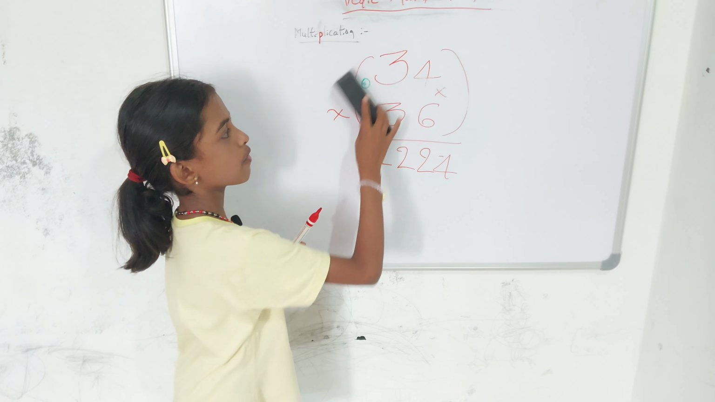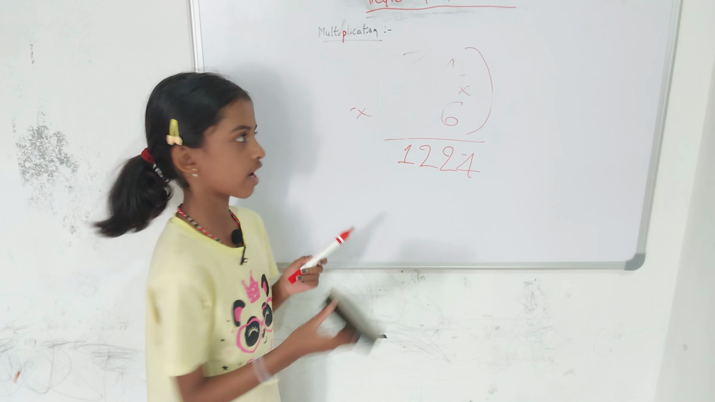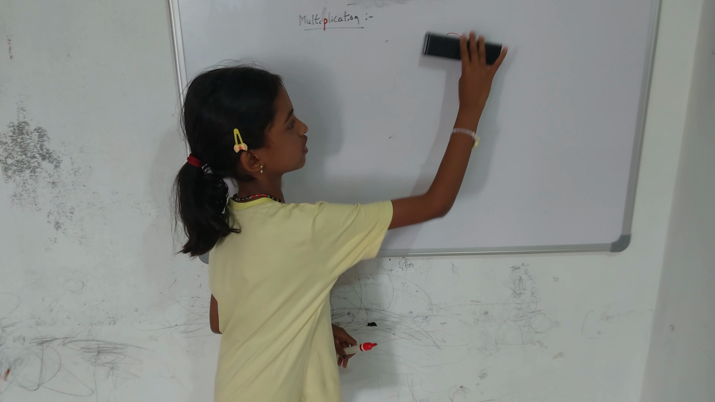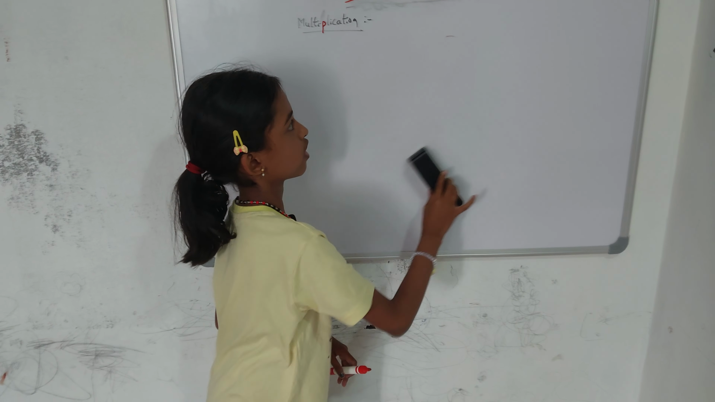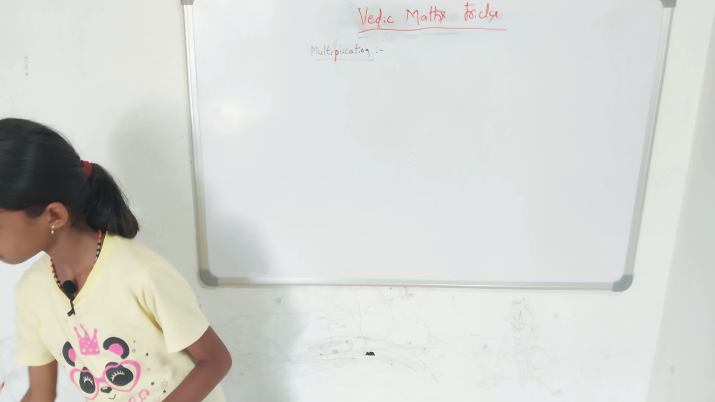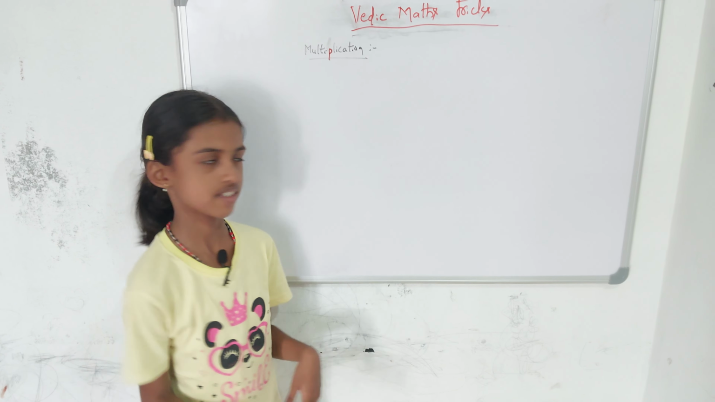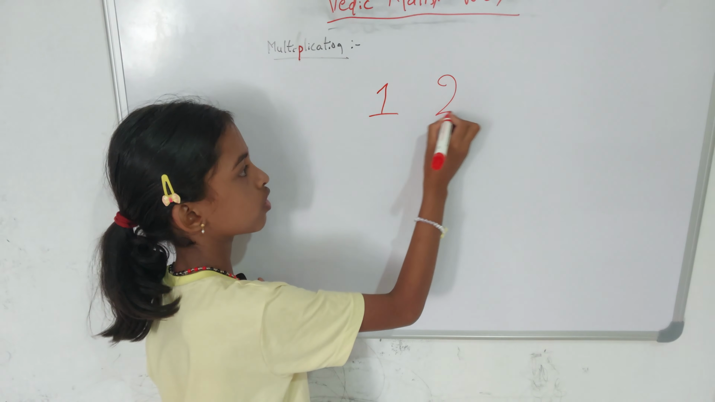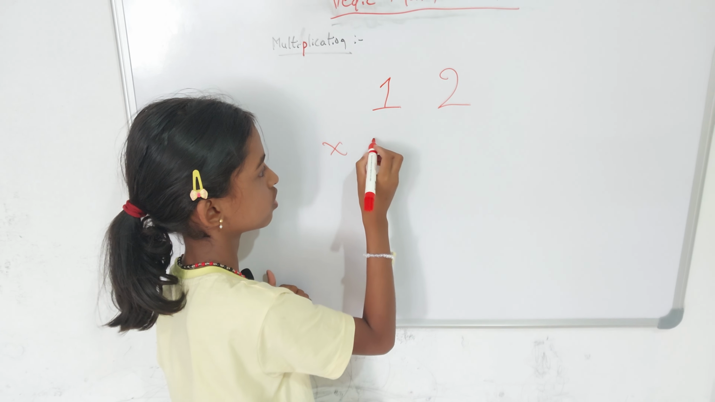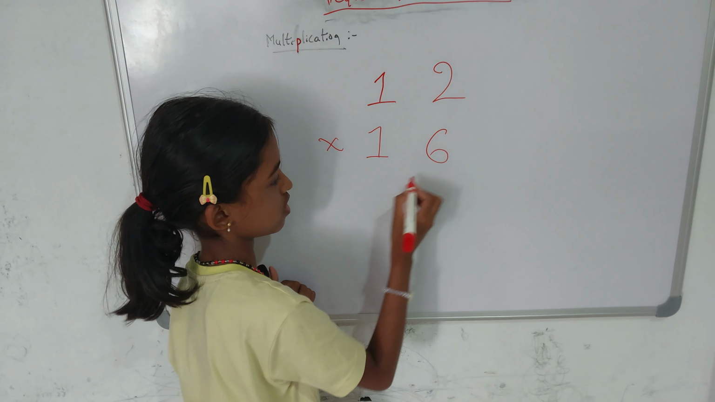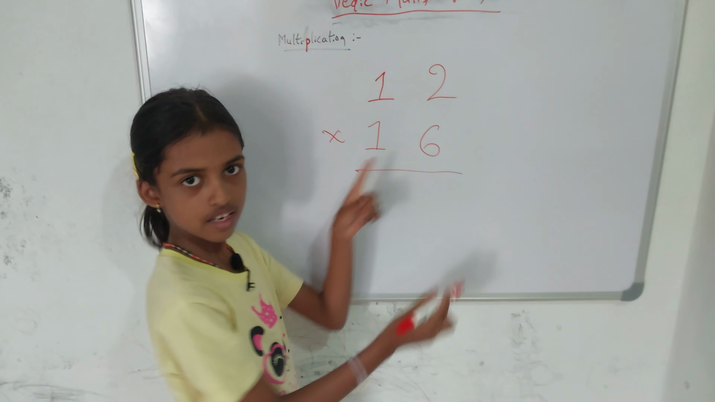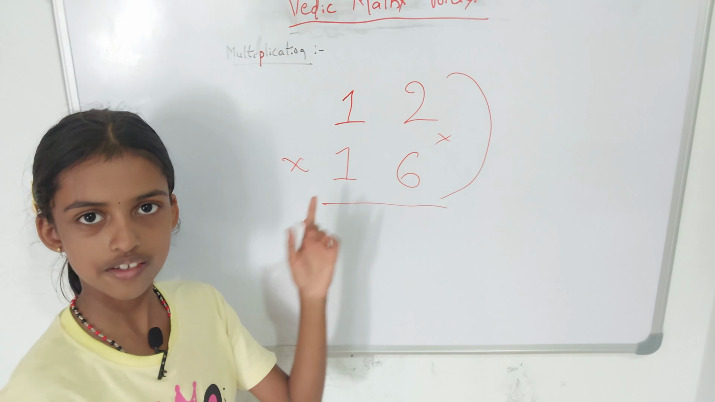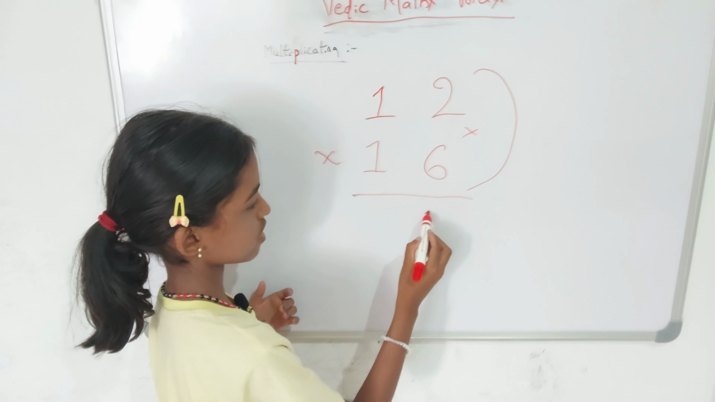Now I will explain with the second example. Now the second example. Into 16. Now multiply 6 into 2. 6 ones are 6, 6 2s are 12. So the answer is 12.